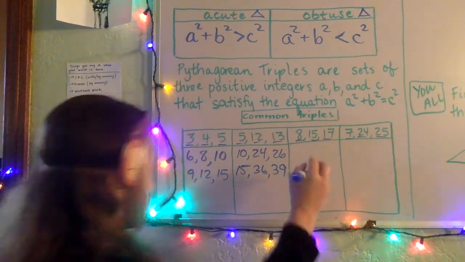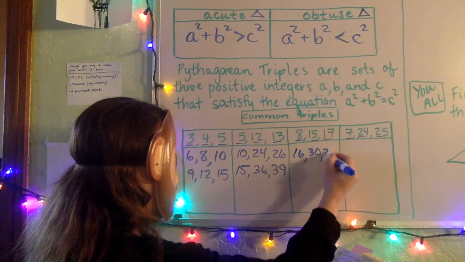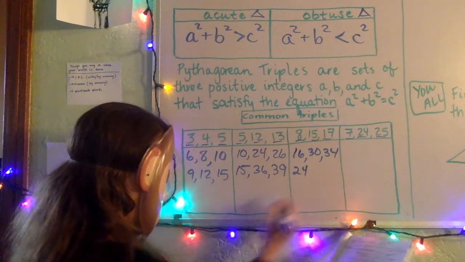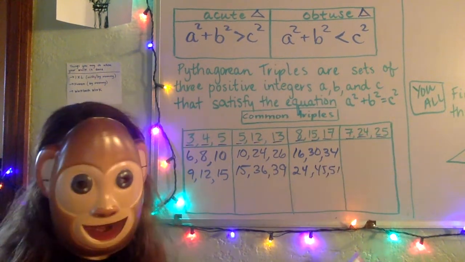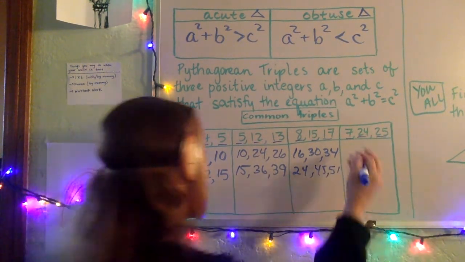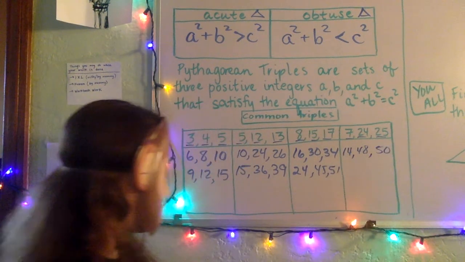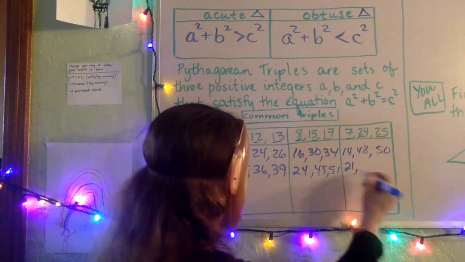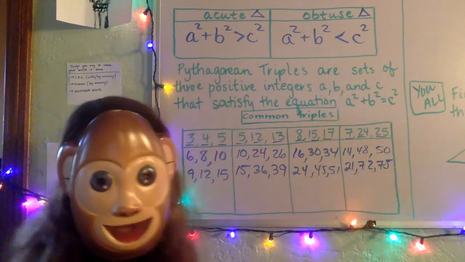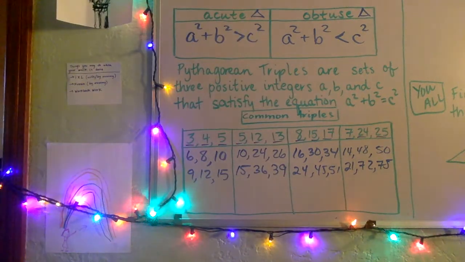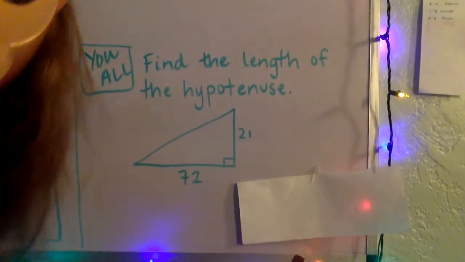And then the 8, 15, 17, if we times by 2, that's 16, 30, and 34, or by 3 is 24, 45, 51. And then the last one, again, times 2, times 2, times 2, that would be 14, 48, 50, or if we times by 3, that would be 21, 72, 75. And so we just want to be able to spot these because if we can spot them, it will save us time on problems.